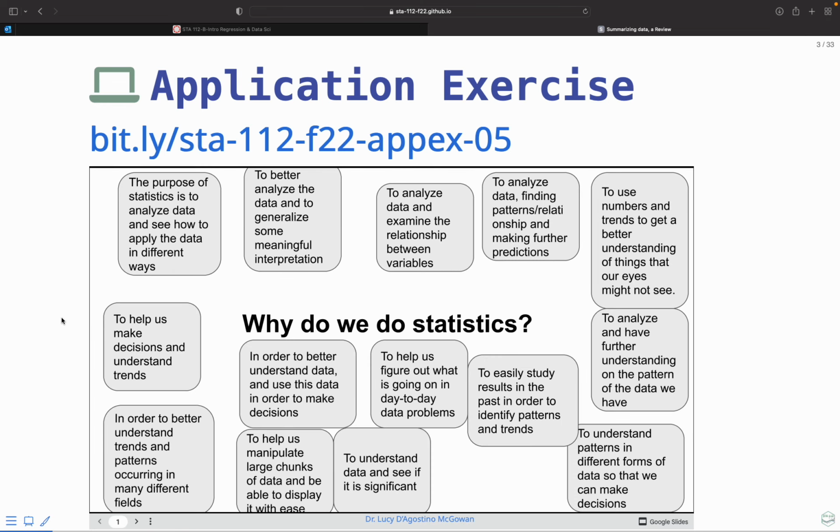So at the end of class last time, Mark, right? Yes. We were able to try to brainstorm a little bit why we do statistics, and you all put the type of thing that I was hoping you would.